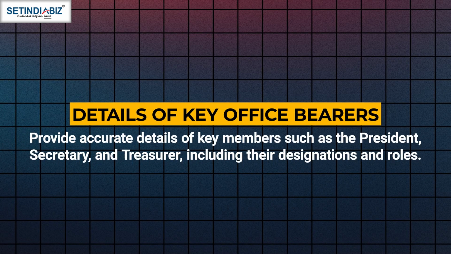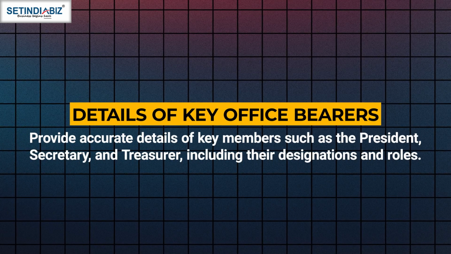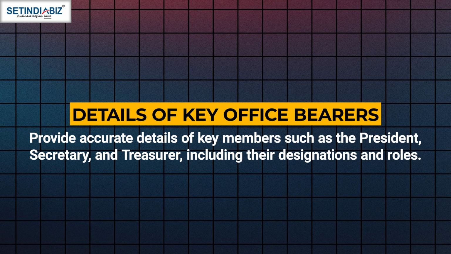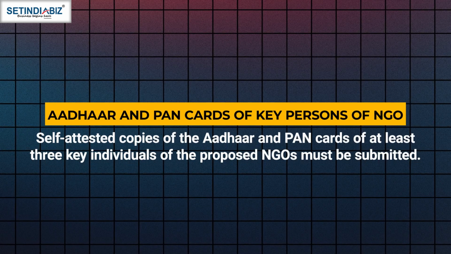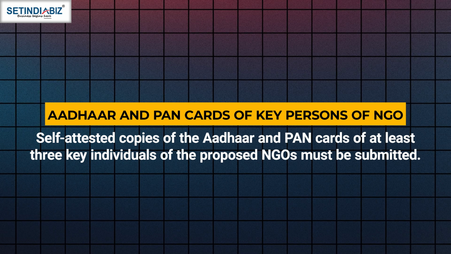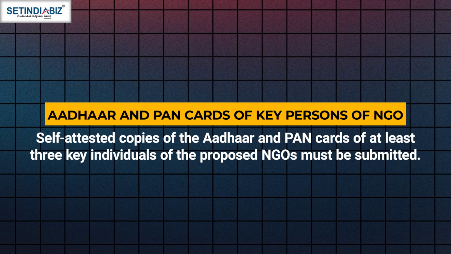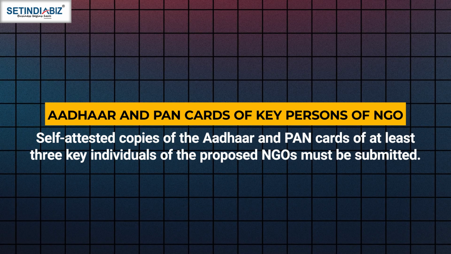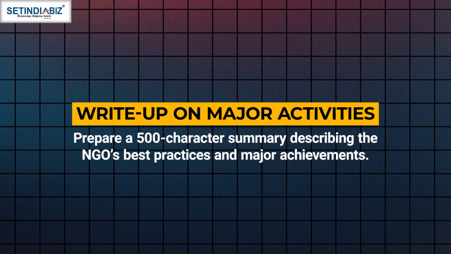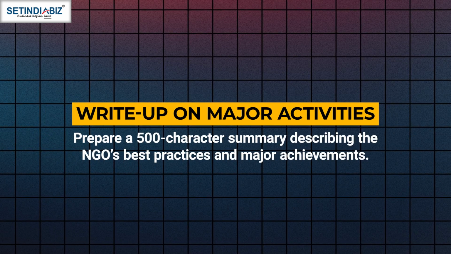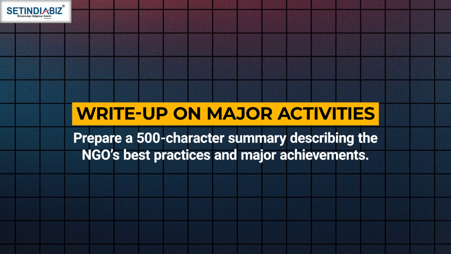Details of key office bearers. Provide accurate details of key members such as the president, secretary, and treasurer, including their designations and roles. Aadhaar and PAN cards of key persons of NGO. Self-attested copies of the Aadhaar and PAN cards of at least 3 key individuals of the proposed NGOs must be submitted. Write-up on major activities. Prepare a 500-character summary describing the NGO's best practices and major achievements.